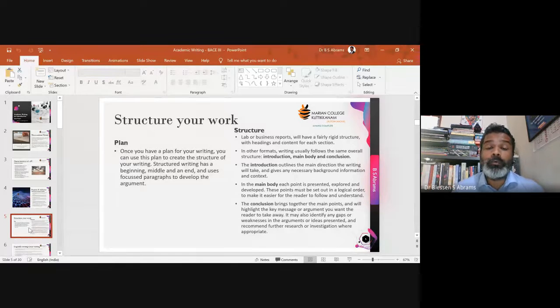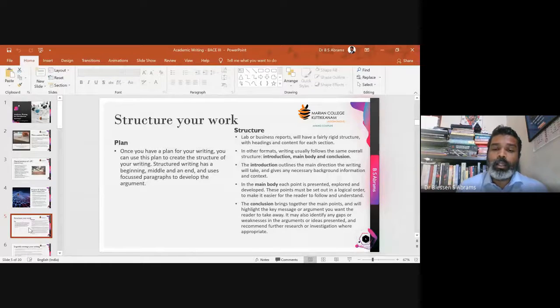And you can recommend further research as well, because based on your synthesis, you are providing a hypothesis here. That means your research is open for further research or investigation. That is the right structure of an academic essay.